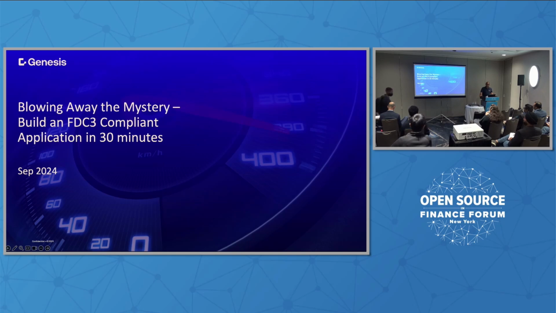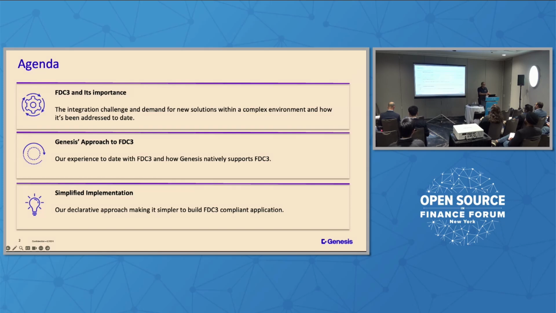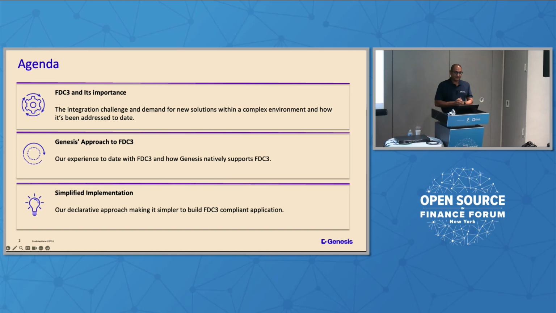And the goal is to show you how straightforward it can be to leverage the FDC3 standard to create an interoperable financial application that seamlessly communicates with other desktop applications. Our agenda today is we will be briefly talking about the current financial market, and why FDC3 is important and why it is needed for financial applications. Then we'll take you through a journey to showcase the Genesis approach to FDC3. And finally, we'll walk you through the code and show you the live application.